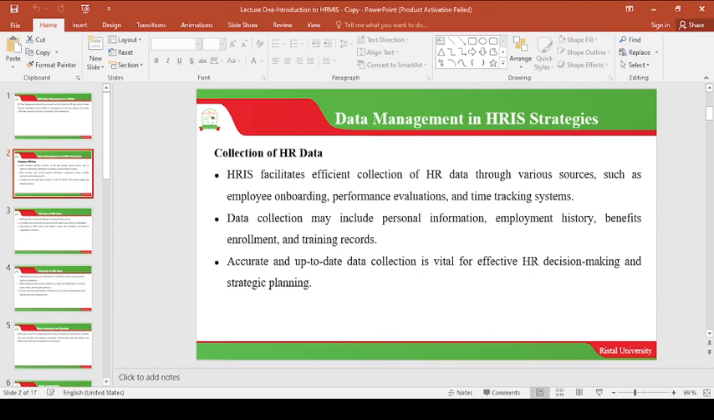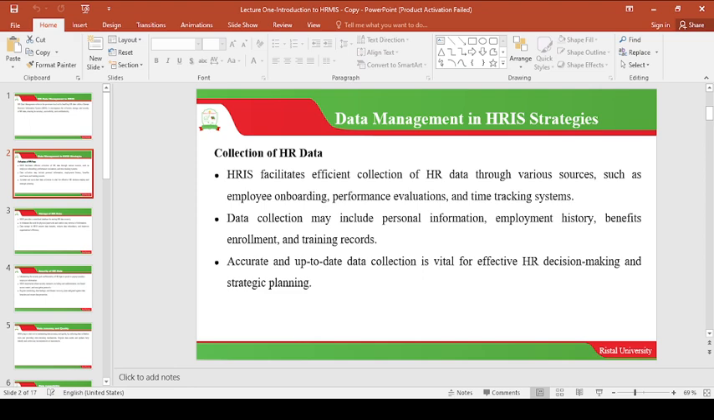Strategy number one is collection of HR data. You already know the data we are talking about here: the contract, the job description, recruitment, the appointment letter, etc. So the HR information system facilitates efficient collection of HR data through various sources such as employee onboarding, performance evaluations, and time tracking systems. The evaluation is all about the assessment of employees' performance in the organization.